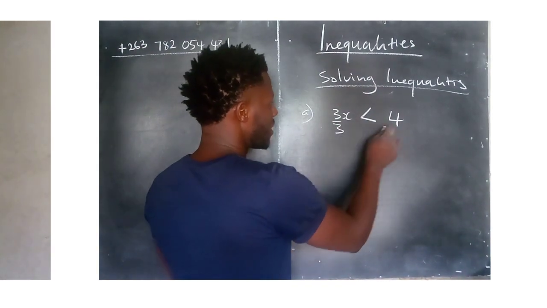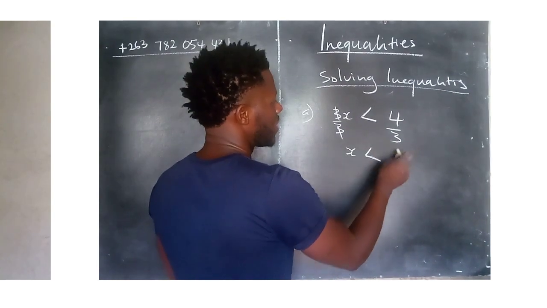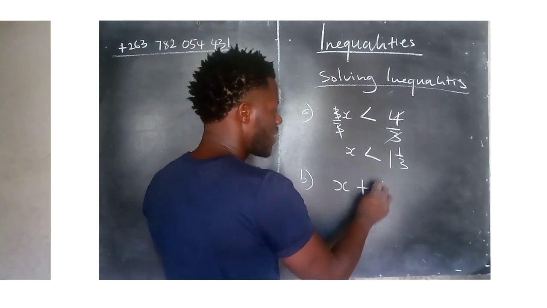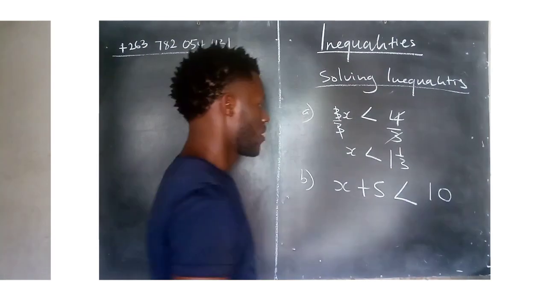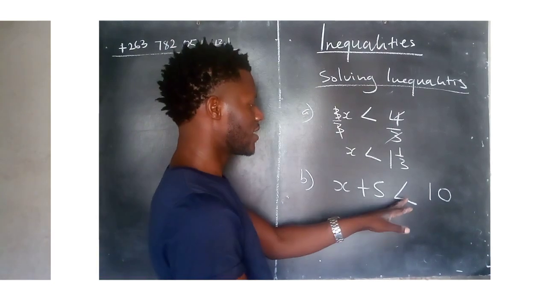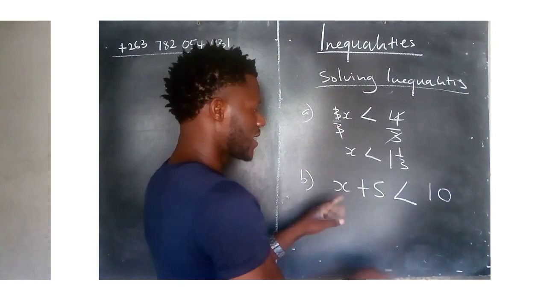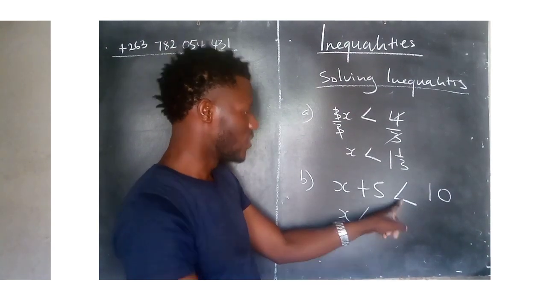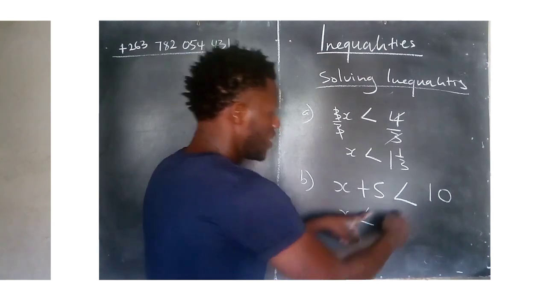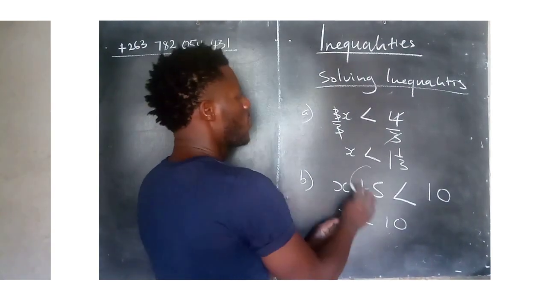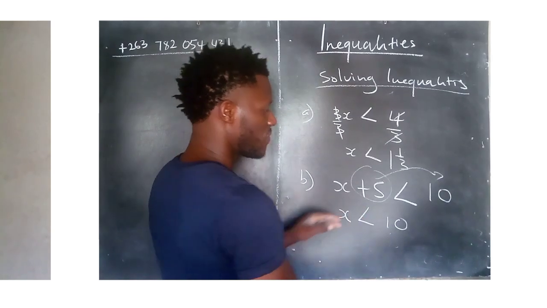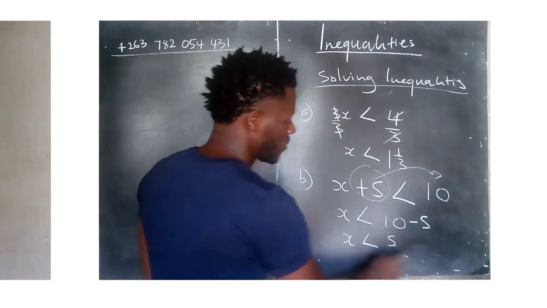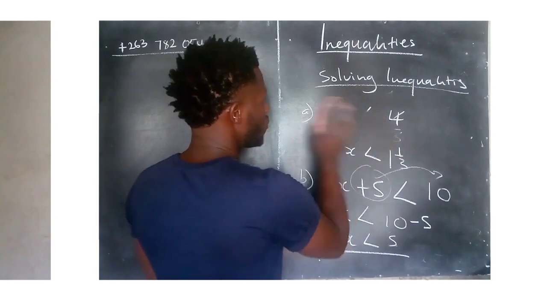So you divide both sides by 3. x is less than 4 over 3, which is 1 and a third. Like this. x plus 5 is less than 10. Grouping method: when you are grouping inequalities and a number is moved, it will also change its sign. So x will remain less than. Please don't convert this one to an equation. Use that symbol. So x is less than 10, then move 5 to the other side. It was positive 5, it becomes negative 5. So now x is less than 10 minus 5, we get 5. As simple as that, that's how you solve inequalities.